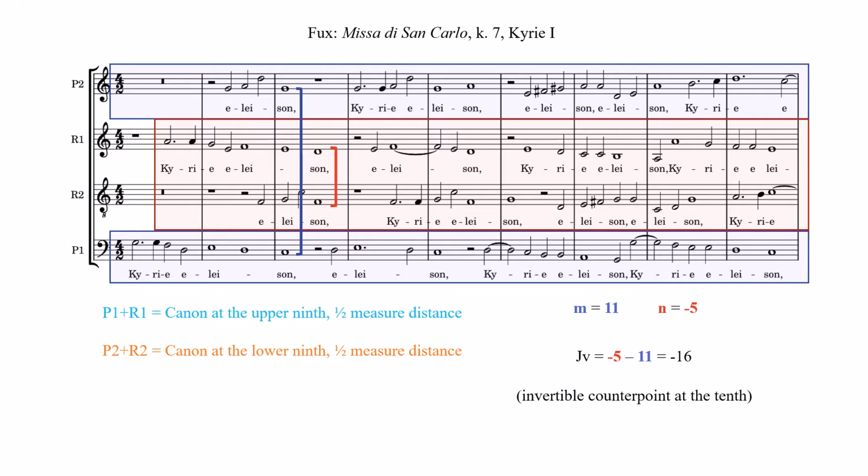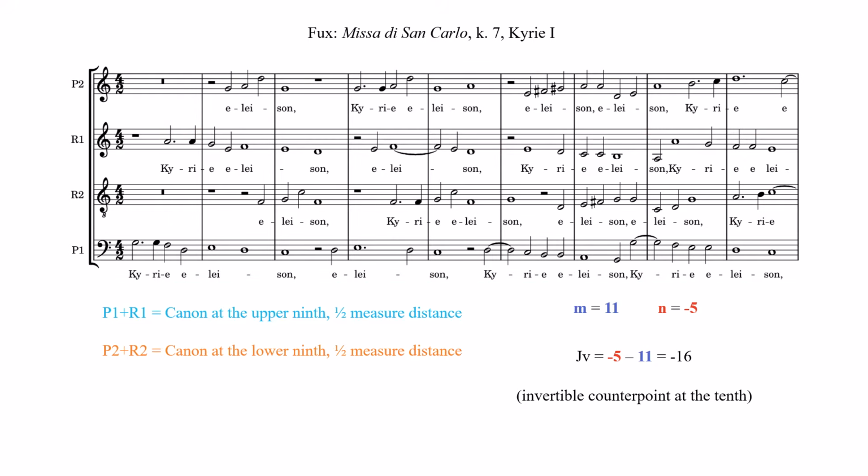Normally, invertible counterpoint at the 10th means that we need to avoid parallel and direct motion, even with imperfect consonances, since they will invert into perfect consonances. But it is interesting to note how Fuchs apparently made no effort to avoid hidden octaves and fifths in his canon, even within the original combination. This is a great example of do as I say, not as I do, since the Missa di San Carlo was composed in the early 1720s, right around the same time that Fuchs admonished us not to do this in Gradus ad Parnassum.